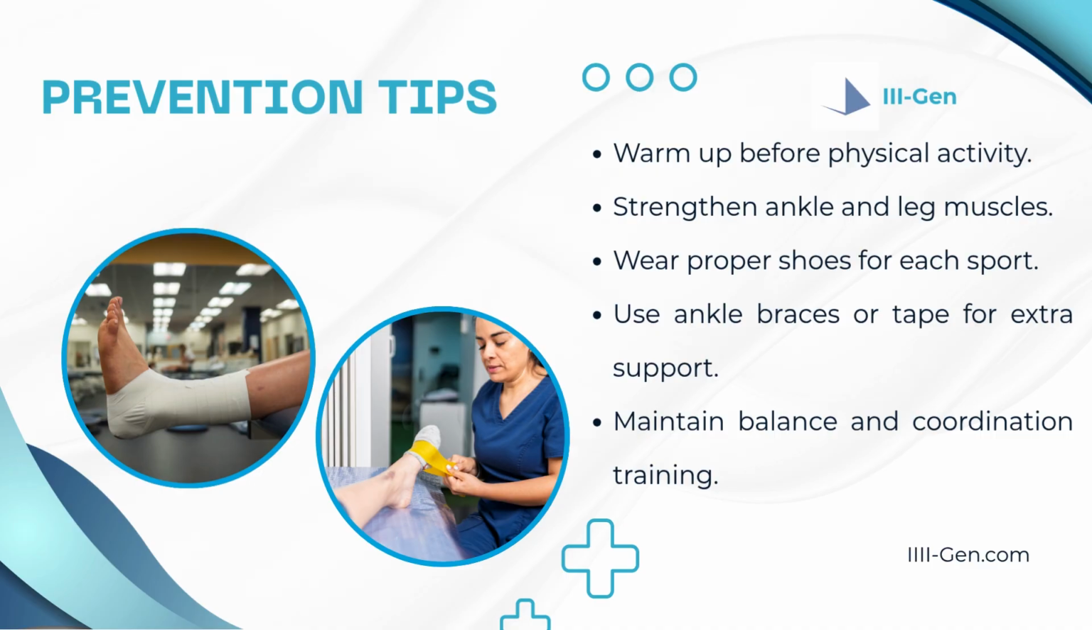And then just figuring out your shoe wear or your proper shoes for the sport you're playing in, what works for you, and then use ankle braces or tape for extra support. That usually is a standard for most athletes who are playing sports. But if you're not an athlete, you can put a brace on and that'll help you. And then last but not least, just working on your balance and your coordination. That will really help to avoid a lot of ankle sprains.